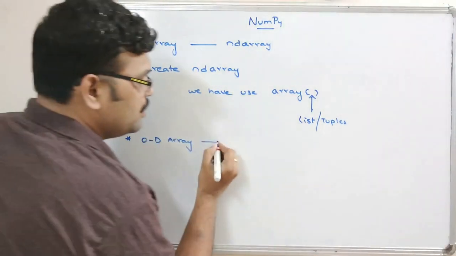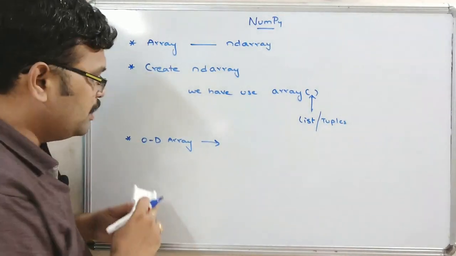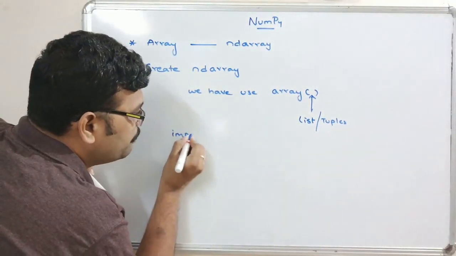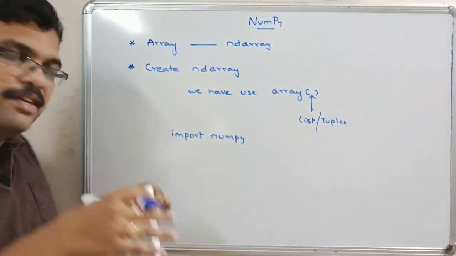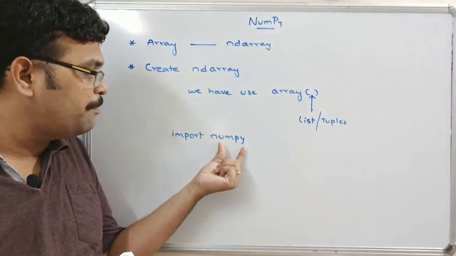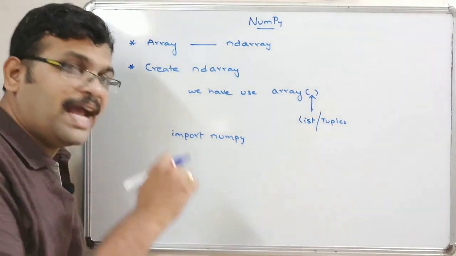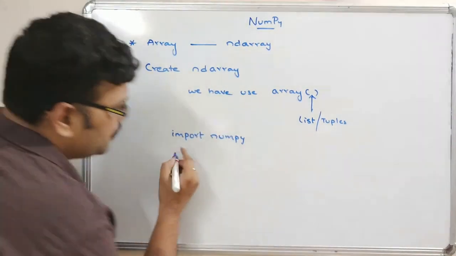0D array means creating only one element. Okay, so before going to that, we'll see the syntax. First of all, we have to import NumPy. This is a very important thing. In order to execute the functions available in NumPy, we have to first import NumPy, and we access all the functions with the help of NumPy. I will show you that.